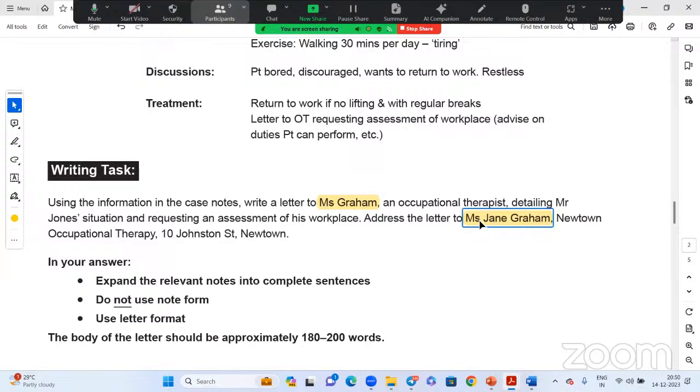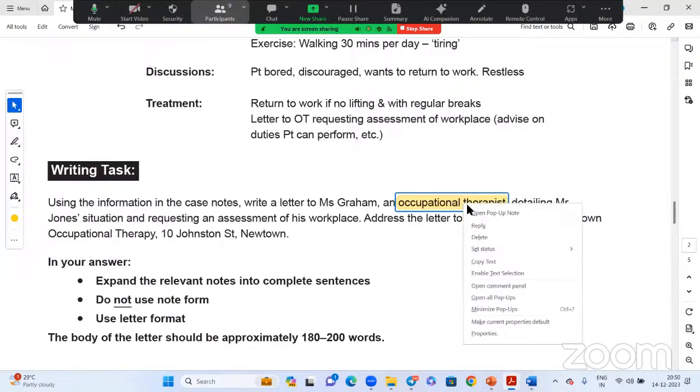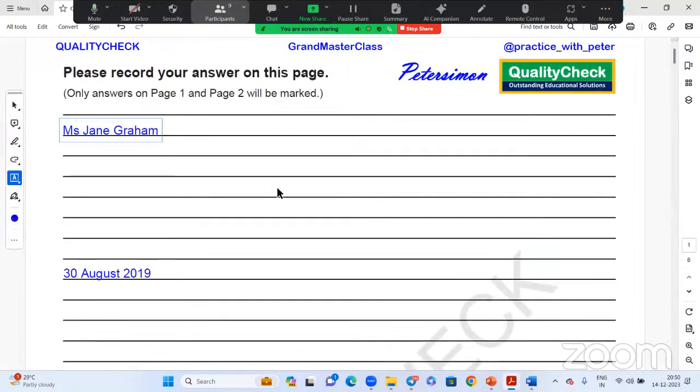Who is Miss Jane Graham? Occupational therapist. So here it is not there, but here it is there. So this is half information. So leave and Miss Jane Graham you'll take from here. Occupational therapist you take from here. Occupational therapist. And remember, you have to write capital letters in the address. Everywhere you have to write capital letters. There is no question of small letters. First letter should always be capital letters. Remember that.